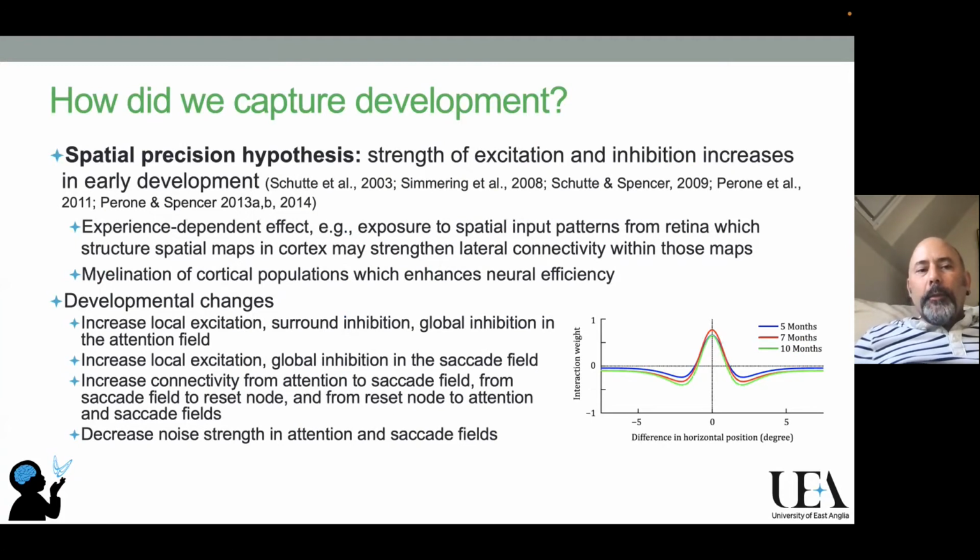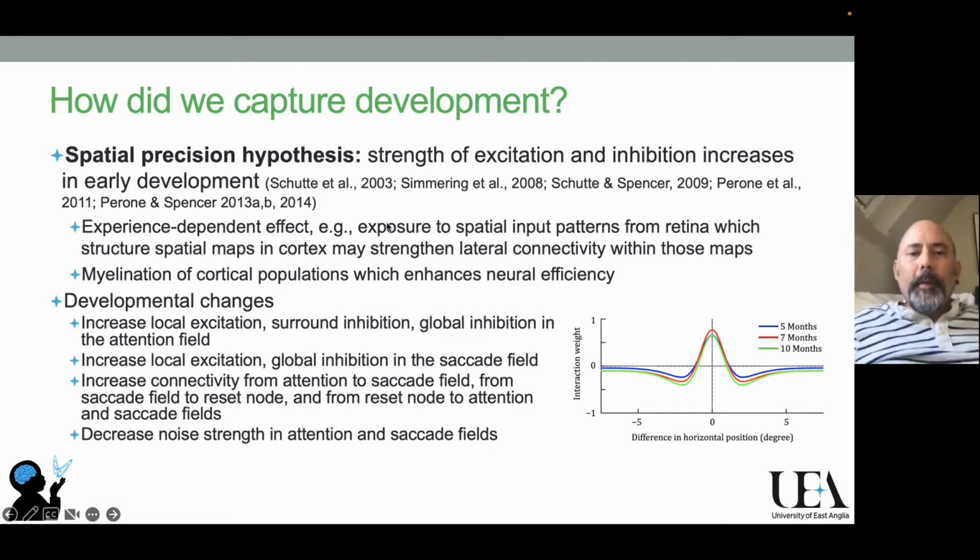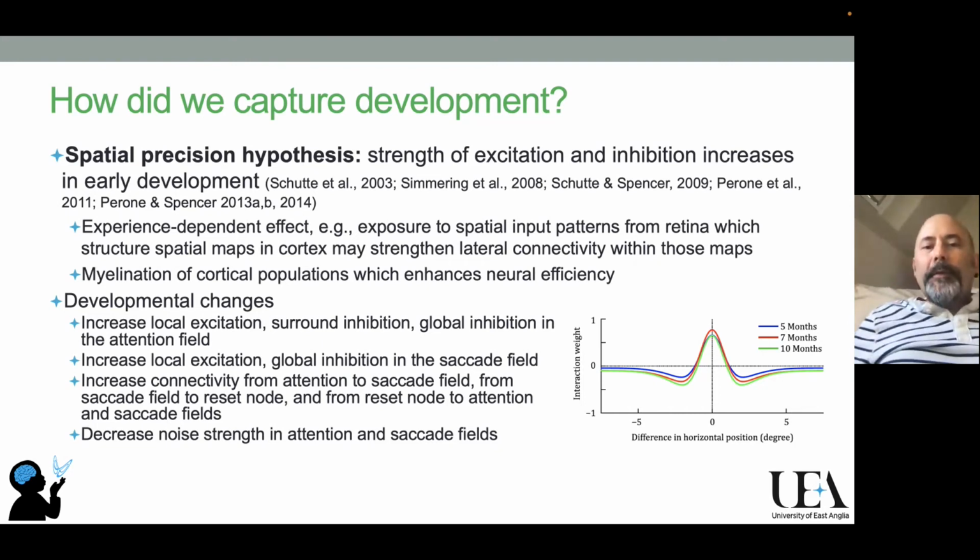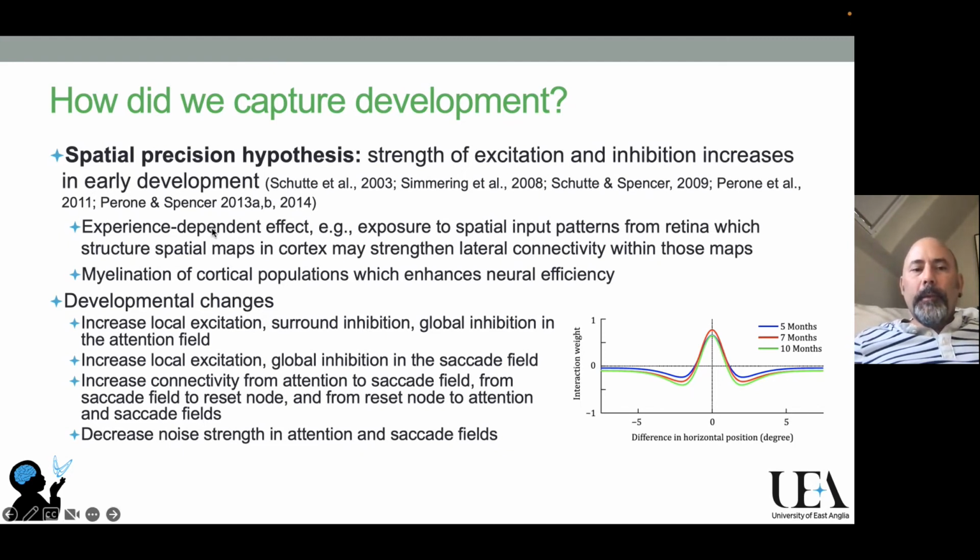In this model, we used what we call the spatial precision hypothesis. This is a hypothesis that dates back to work in the early 2000s across multiple papers. And the hypothesis was that the strength of excitation and inhibition increases in early development. How might that occur? This could be a result of an experience-dependent effect.